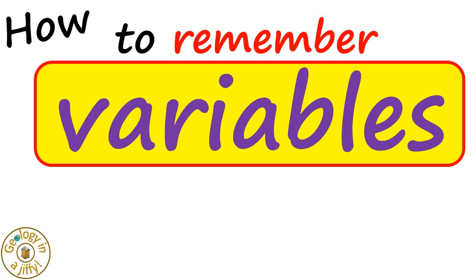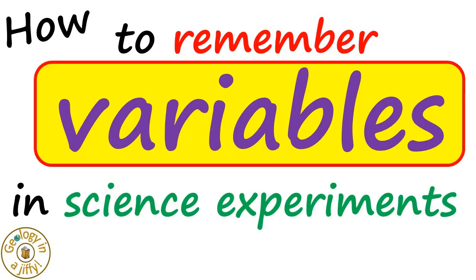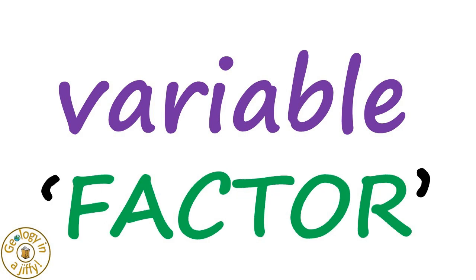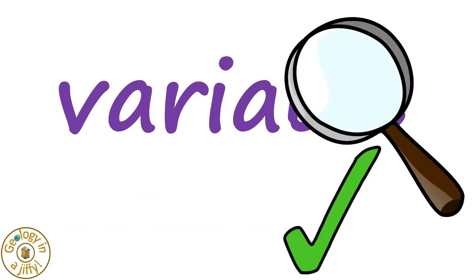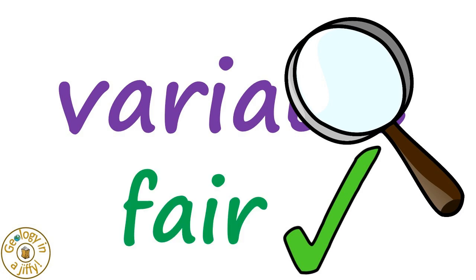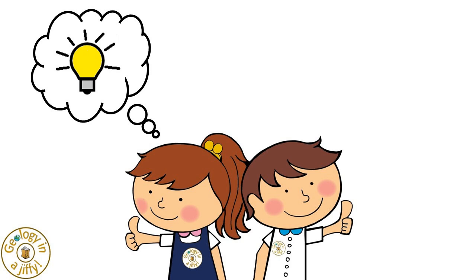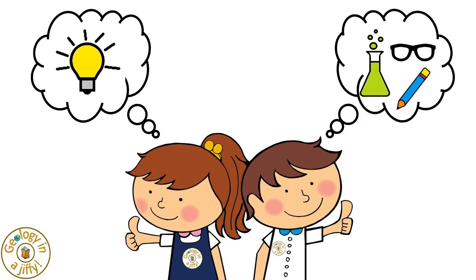How to remember the variables in science experiments. A variable is a factor that can be changed in a science experiment. Identifying the variables is important in helping us make experiments fair, and knowing about variables can help us make scientific predictions and also how to test our predictions.